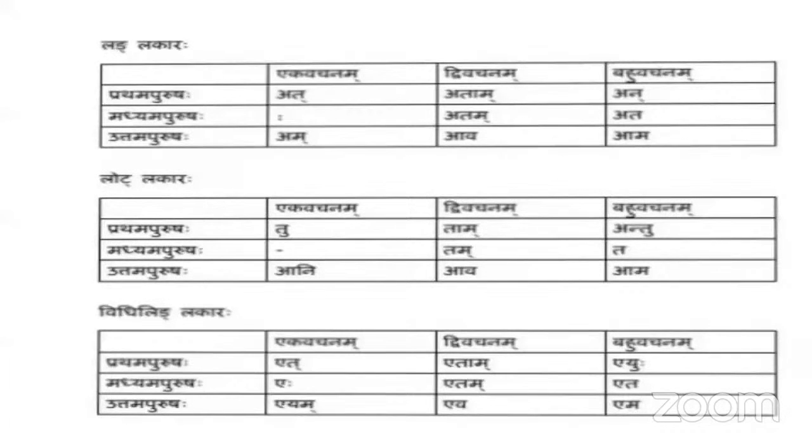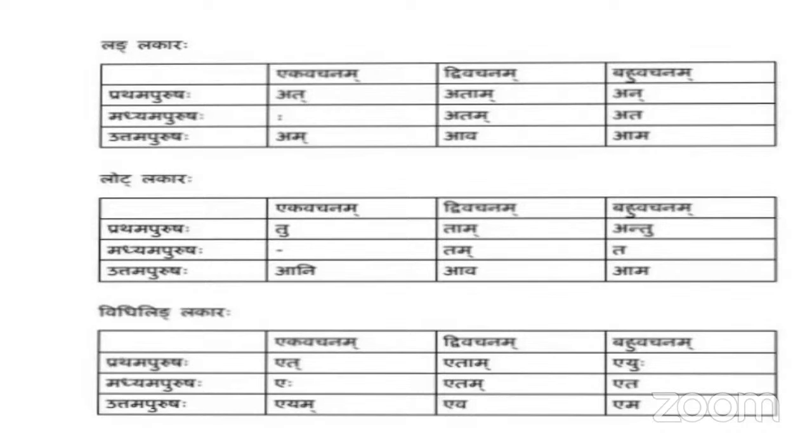Okay, next is lot lakar. Lot lakar means, I have told you, vidyartha or imperative mood: whenever we have to give an order or request, we use these endings. Okay, so which are the endings? Tu, tam, antu, dash, tam, ta, ani, ava, ama. So these are the endings for lot lakar.